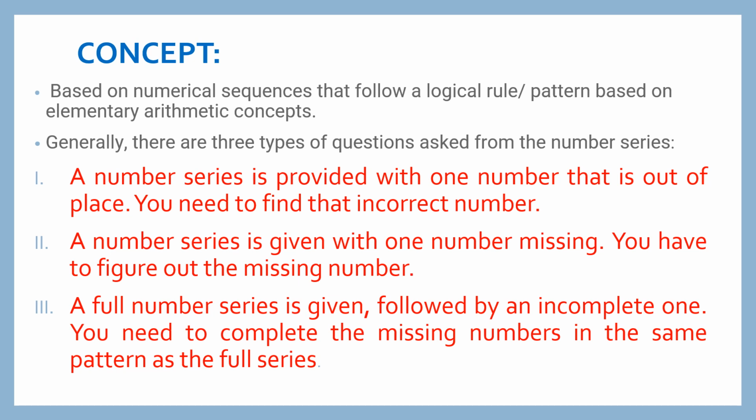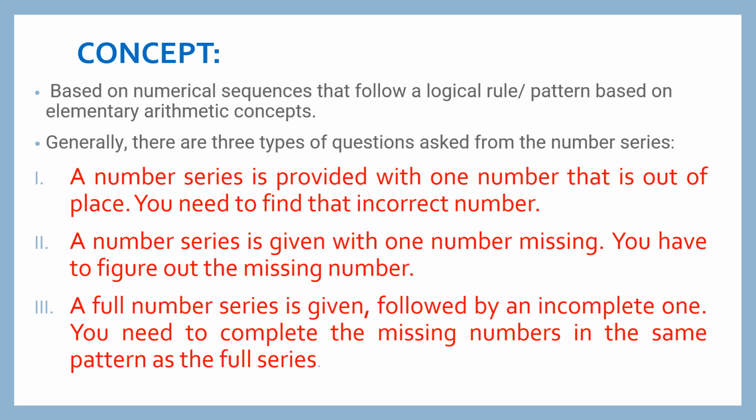The number series is usually asked in certain types. The first type is a number series provided with one number that is out of place. You need to find that incorrect number. It means they will give a series of numbers, and in that there will be one odd number, one different number which is not actually correct. So you need to find that incorrect number. This is a common type of number series that is asked every time.